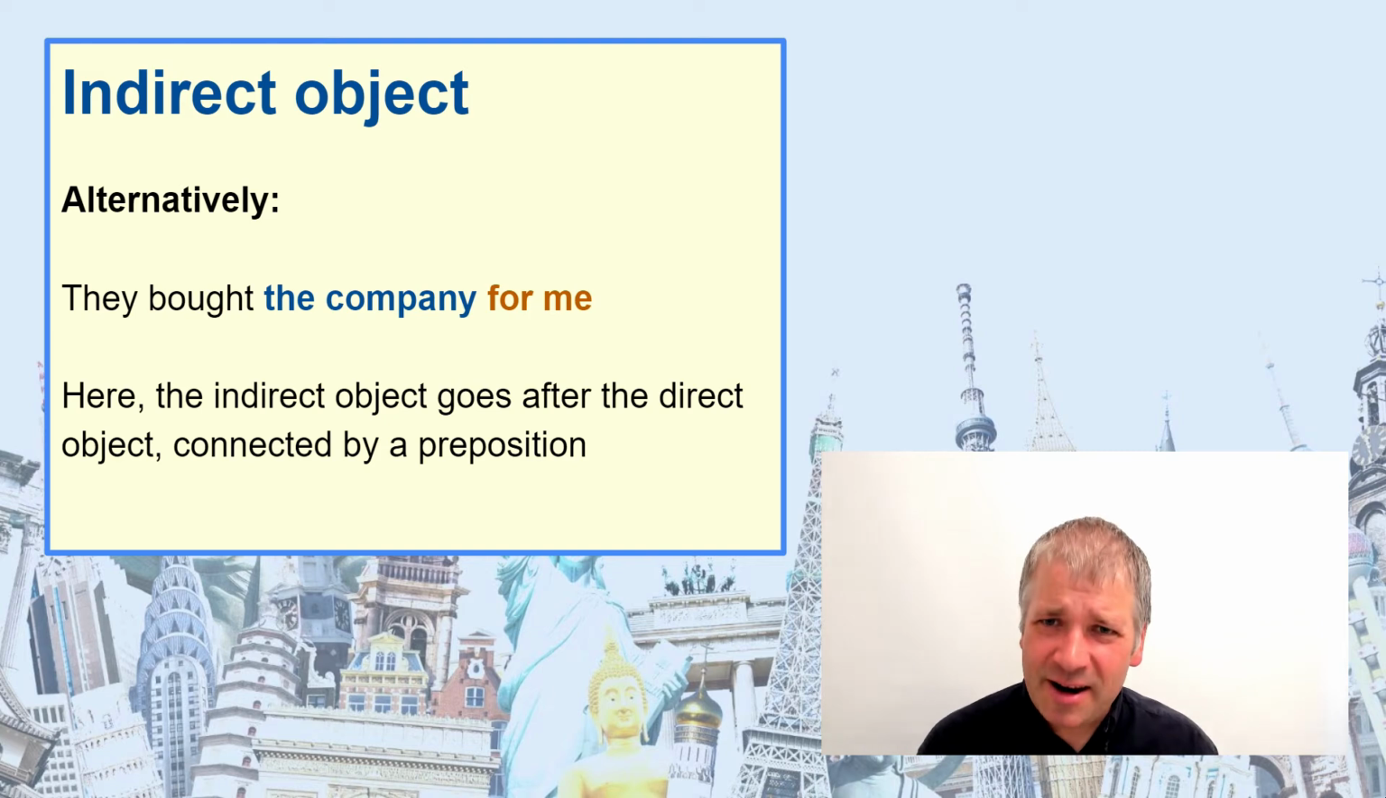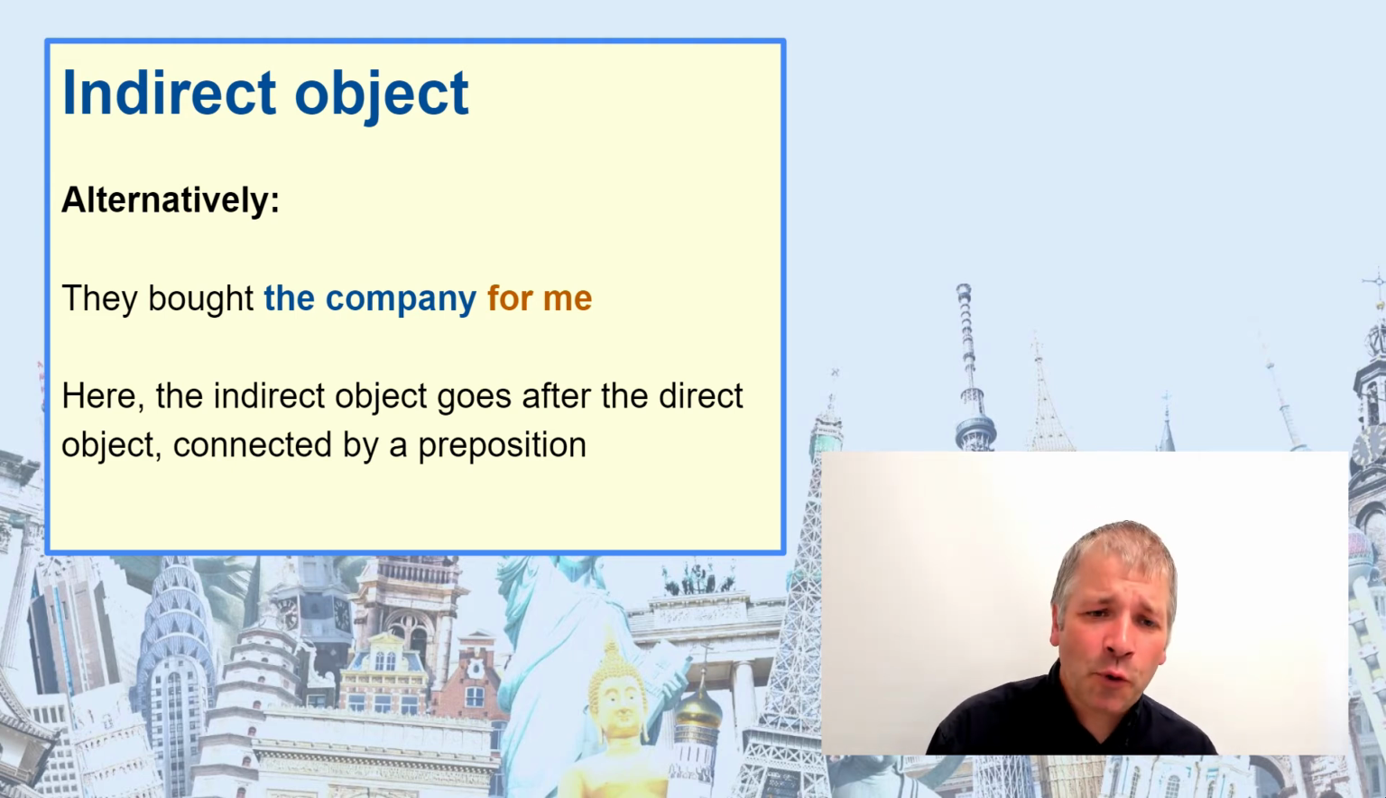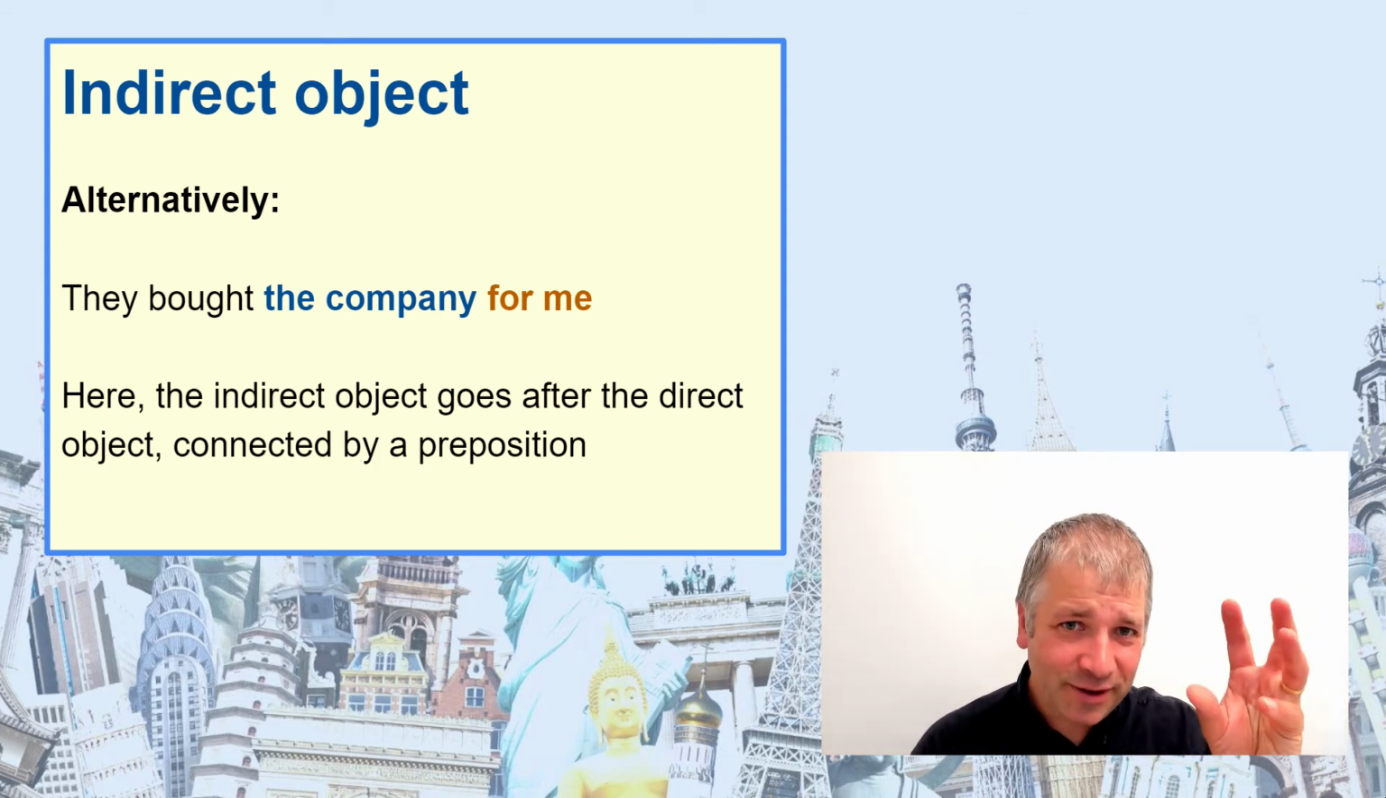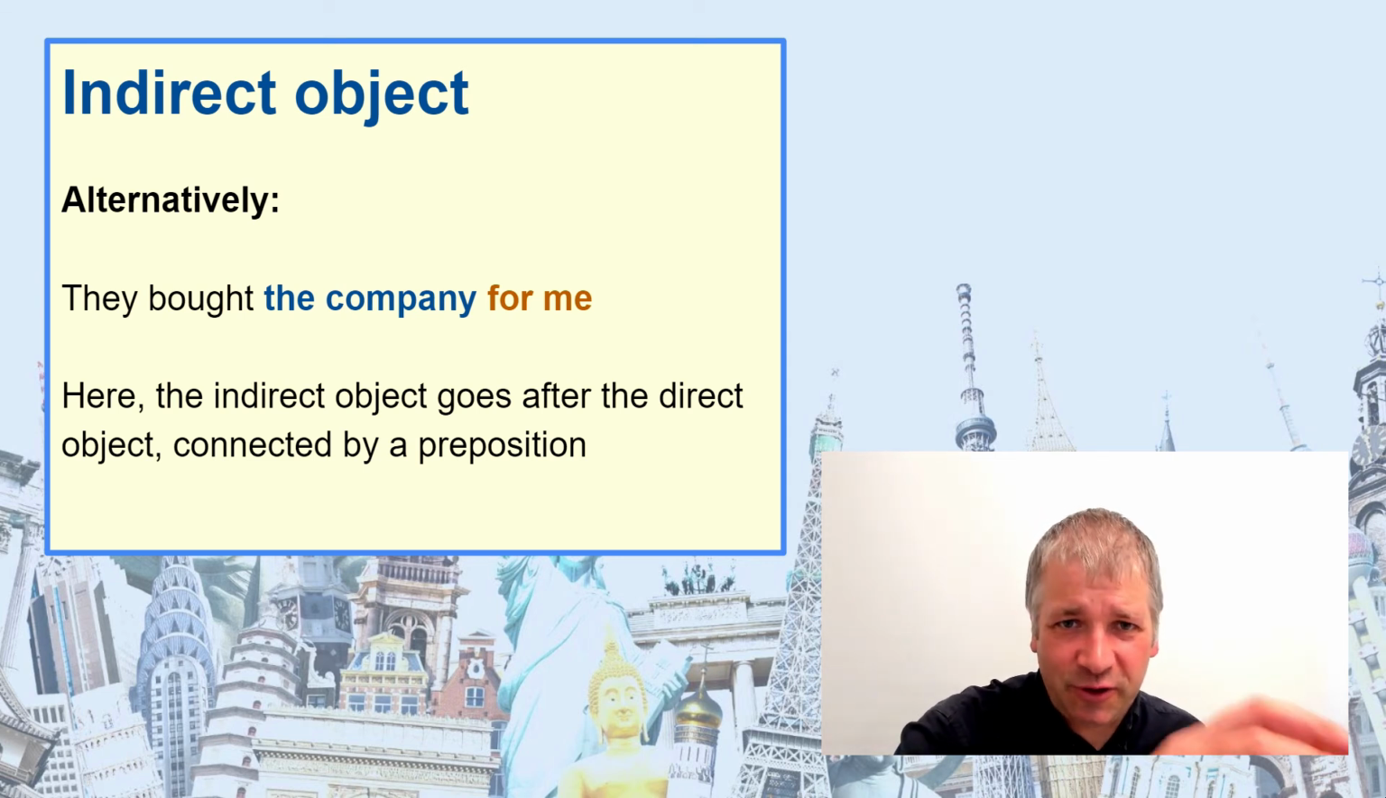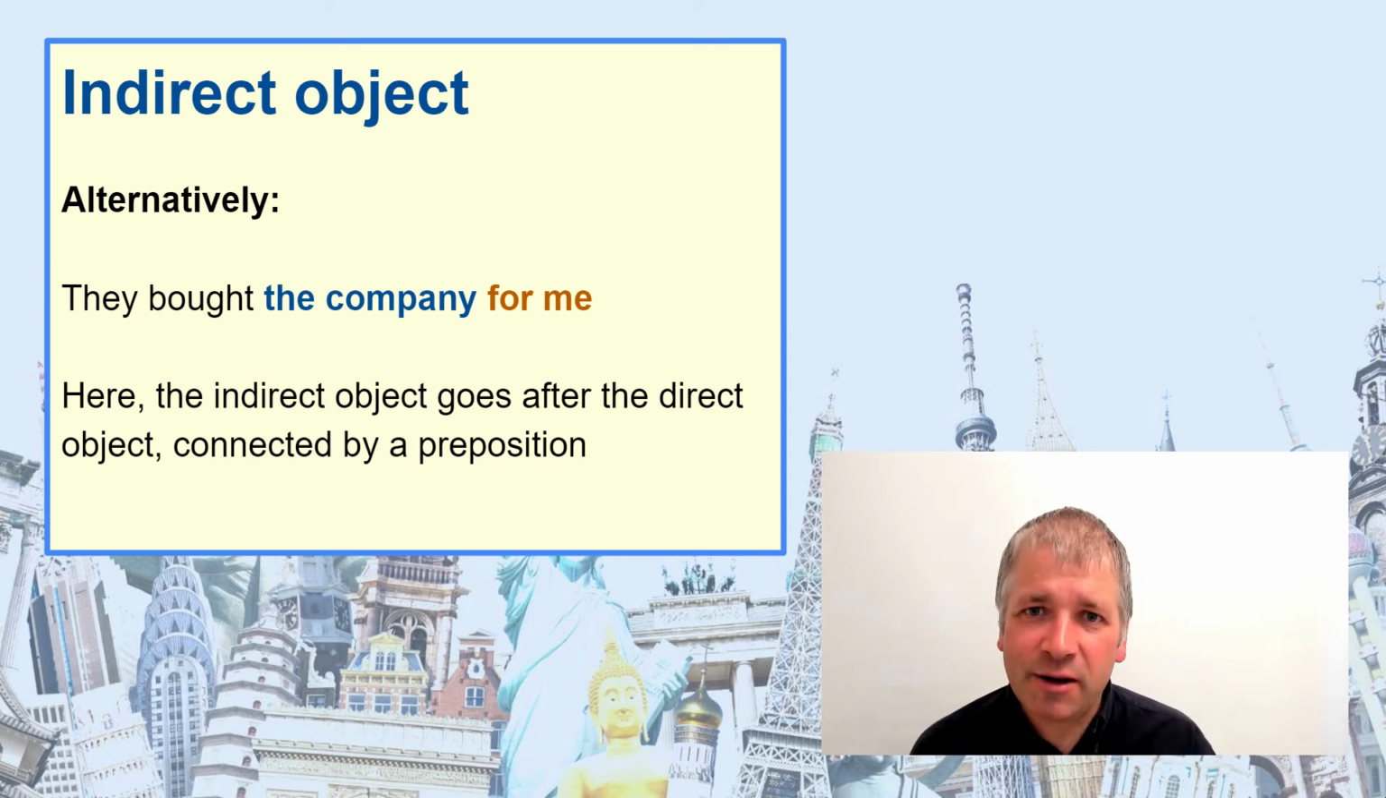We can also put it another way round, which perhaps makes it easier to understand. So alternatively, they bought the company for me. So the indirect object is telling us here, really, what the direct object affects. The direct object affects the indirect object.